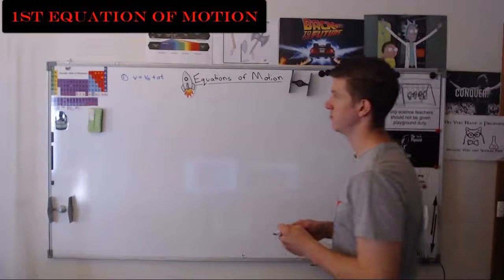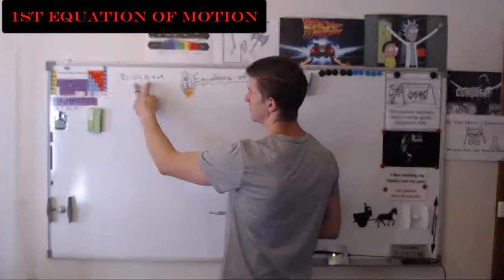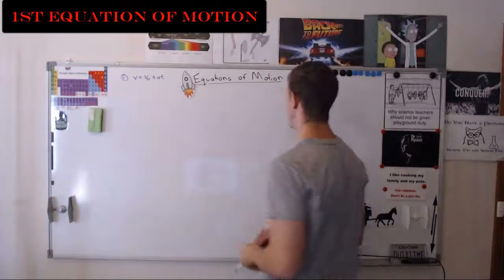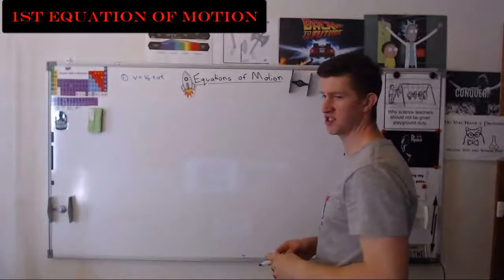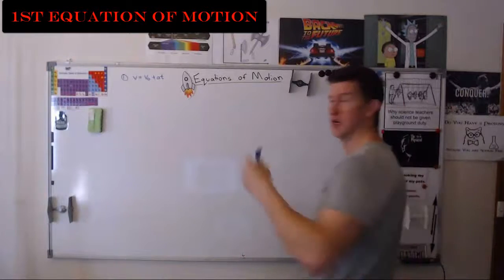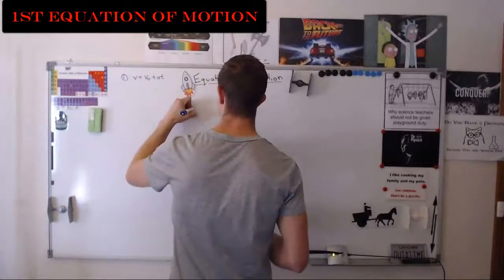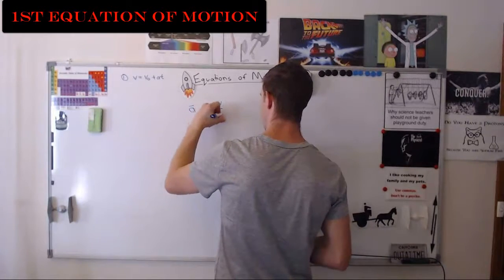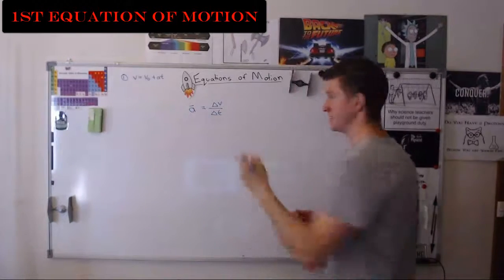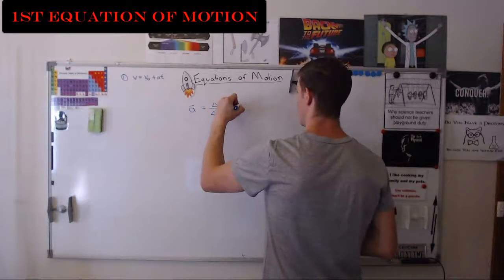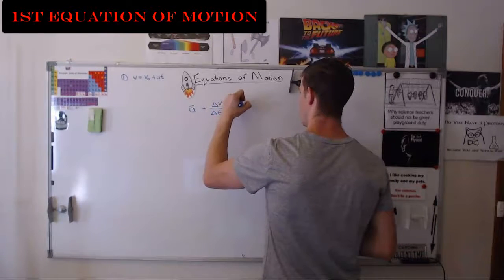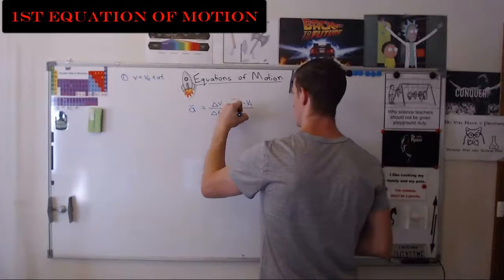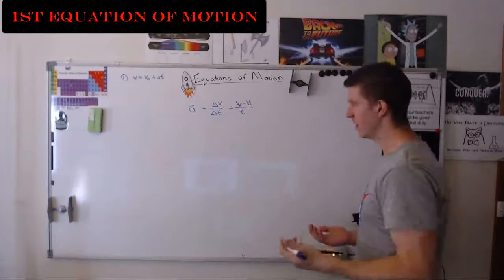For the first equation of motion, which is this one, the velocity is equal to the initial velocity plus the acceleration times time, we can derive this just by using the acceleration equation. So if we start with acceleration being the change in velocity over the change in time, we can just rewrite this in terms of v final minus v initial. And we can just talk about this in terms of time for now.